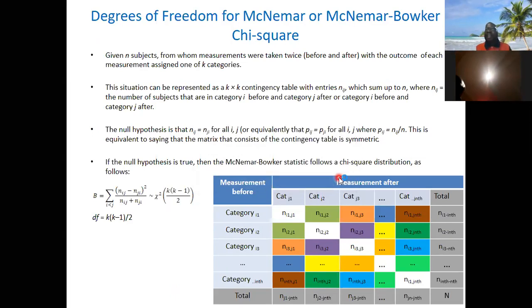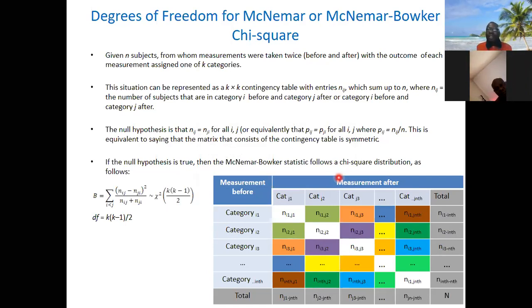So this is the counterpart of paired t-test or repeated measures ANOVA, that is, when you are dealing with quantitative paired before and after. So for the categorical, here you use McNemar and McNemar-Bowker. The difference between the two of them is that for McNemar there are two categories, while for McNemar-Bowker there are more than two categories of outcome.